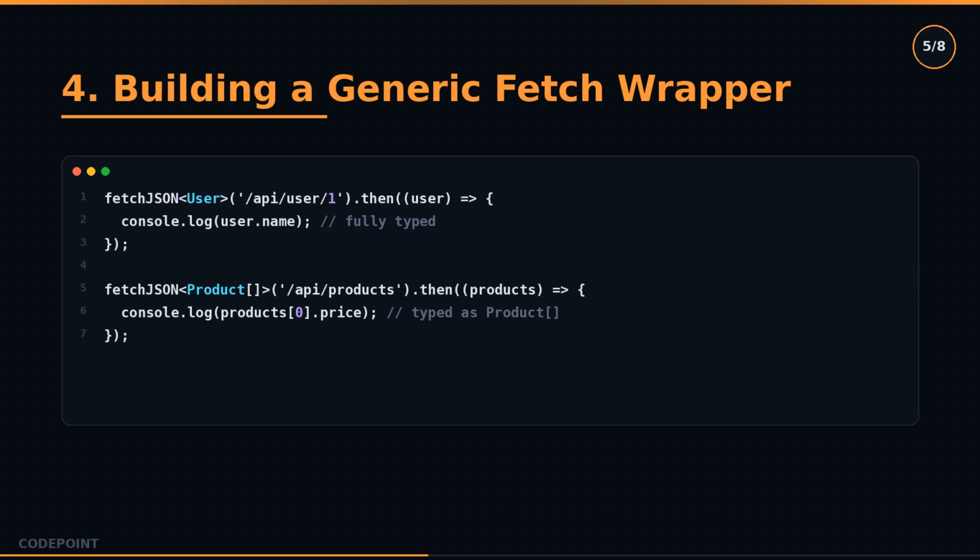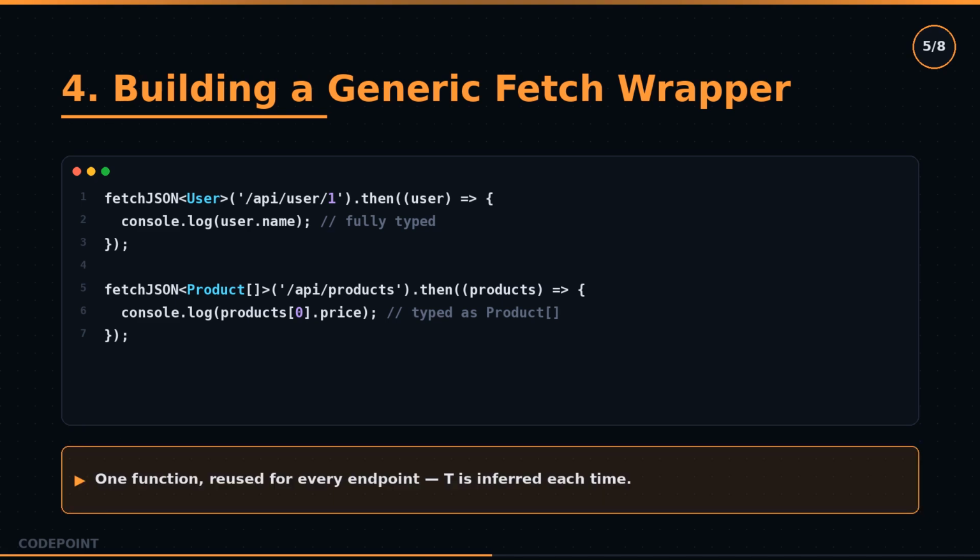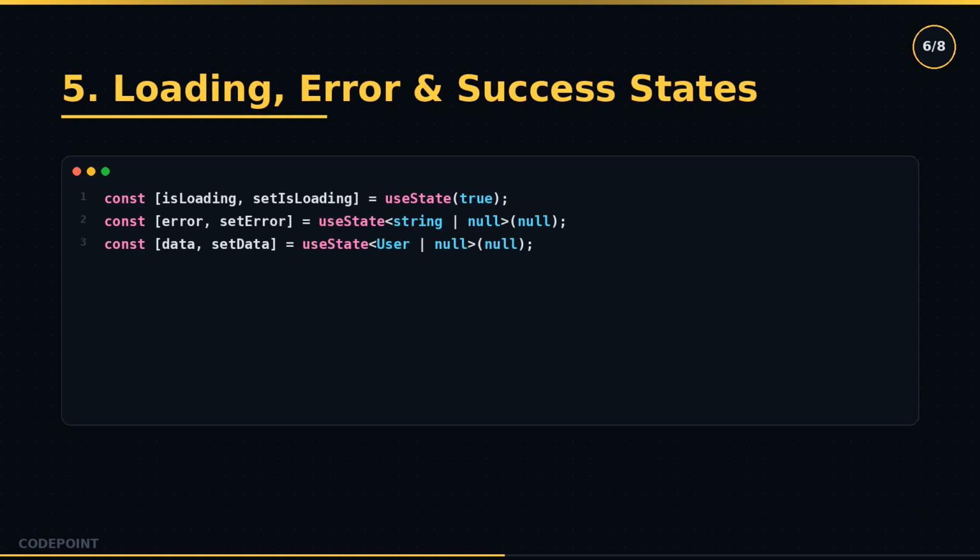Step 2. Use it anywhere, fully typed. fetchJSON<User>, /api/user/1, then user, console.log user.name, fully typed, autocomplete works. Reuse the same function for a completely different shape. fetchJSON<Product>, then product, console.log product.price, typed as Product. This is the real power of generics. One function reused for every endpoint in your app, and TypeScript infers the correct shape every single time based on what you pass into the angle brackets.